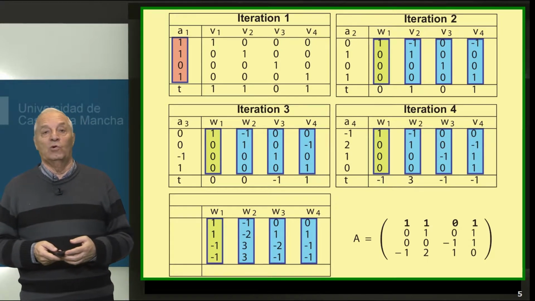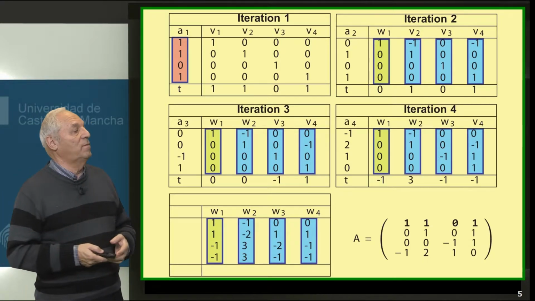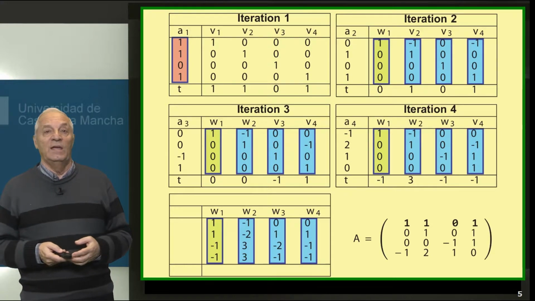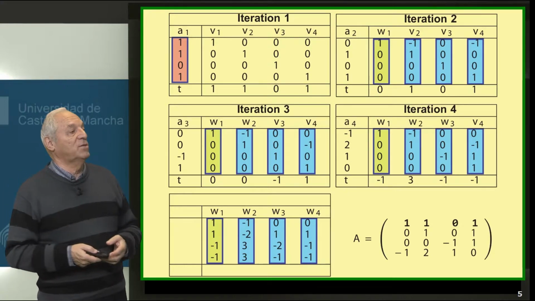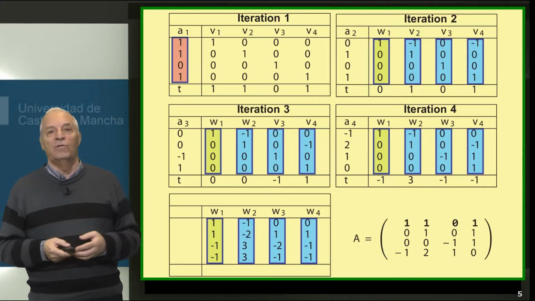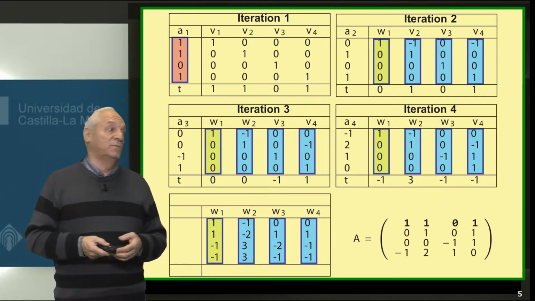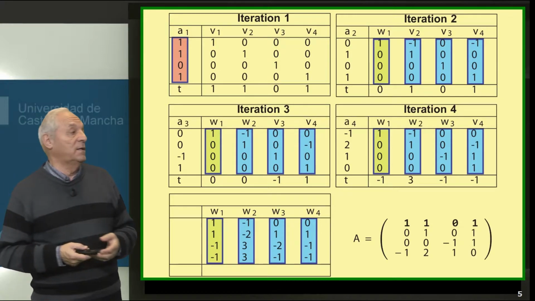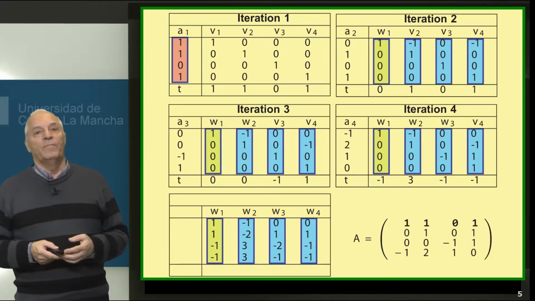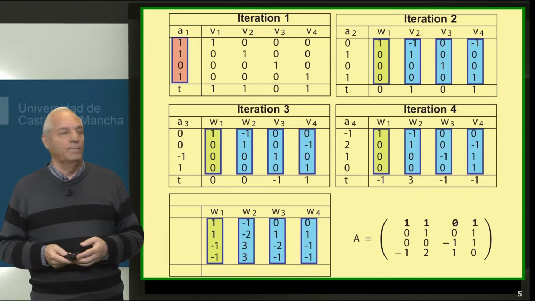This means that the orthogonal subspace to the subspace generated by the vector a1, in fuchsia, is a space generated by the three vectors that have the v in iteration 2, those that are blue, and that the complementary subspace is the subspace generated by the vector w, which is in yellow color.